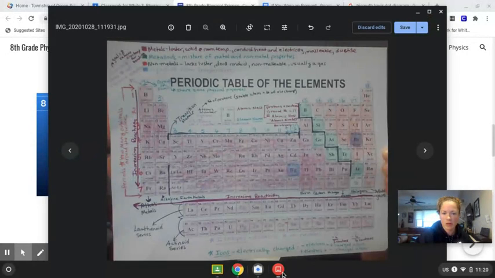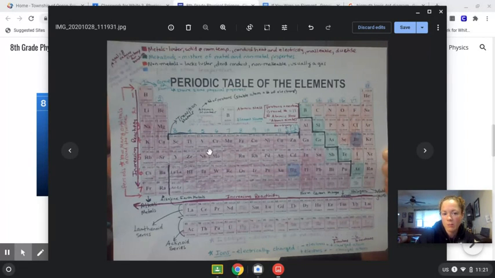So first of all, let's look at the periodic table. I know it's a little bit blurry, but if you copied the periodic table the way you were supposed to in the video that I already gave you, this is the end product. I'm going to use this to help explain some things. First of all, the colors that you started with are identified up here. So we have a key.